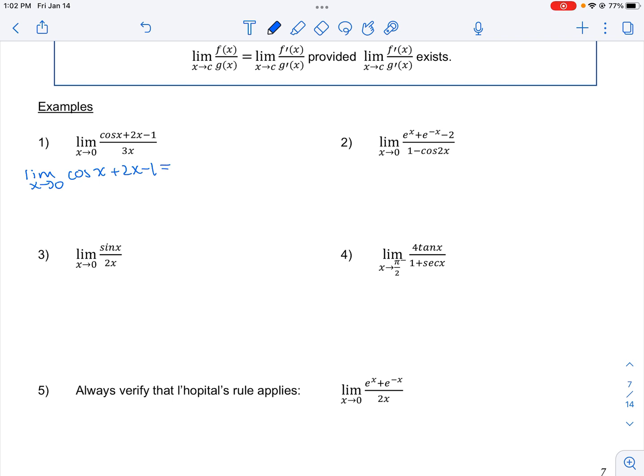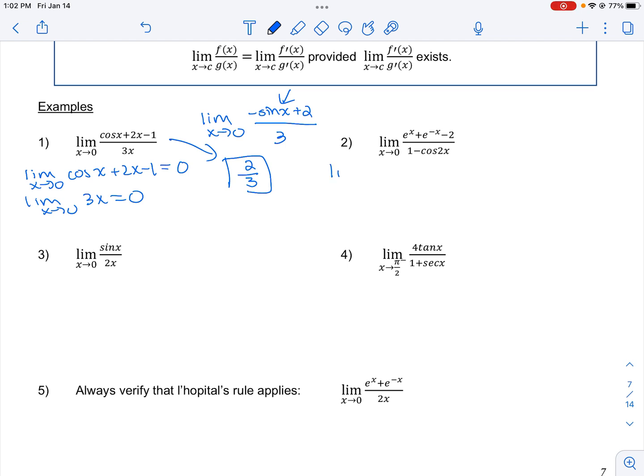and this is the work that you need to show. So if I plug in 0, cosine of 0 is 1, 1 plus 0 minus 1, this gives me 0 on the top, and then I know the bottom is going to be 0 pretty easily, but this is the work that you need to show. So I do have 0 over 0. L'Hopital's rule says that I can go ahead and take the derivative of the top separately, which is negative sine of x plus 2, do the derivative of the bottom, which is 3, and then go ahead and try to take the limit by doing a direct substitution. So now if I plug in 0, I end up with 2/3, and this is this limit right here.